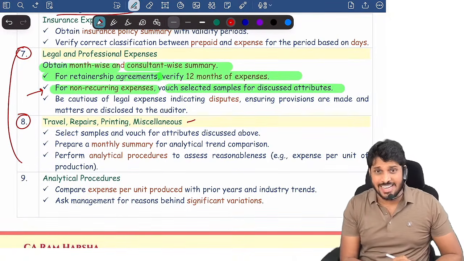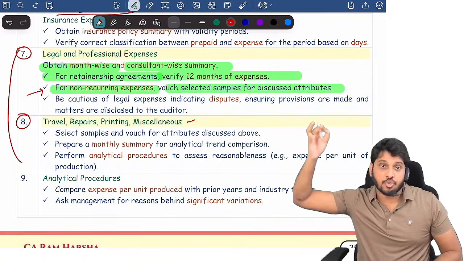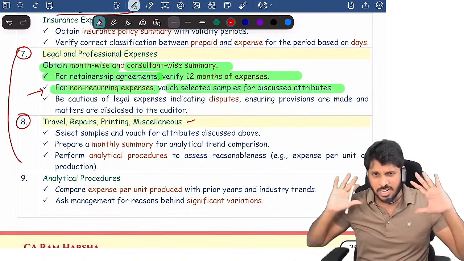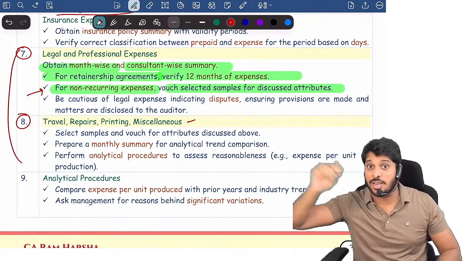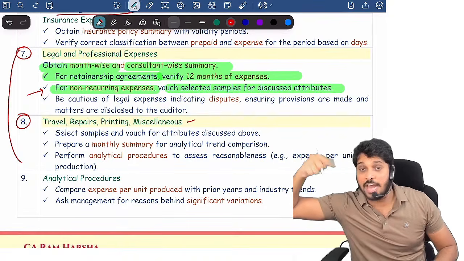What is a non-recurring legal fee? Sir, we are paying a fee to a lawyer in the Supreme Court, just for a 1-day session. He is not our regular lawyer, but for some special occasion we call him. That's a non-recurring expenditure paid to a non-recurring lawyer.